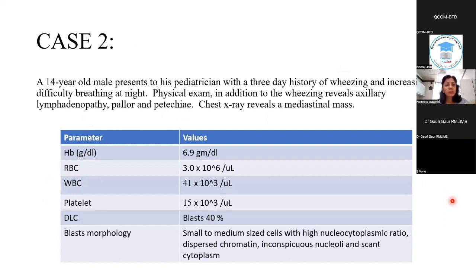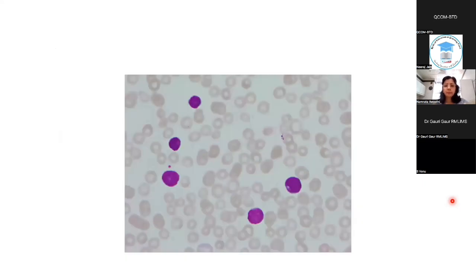The hemoglobin in this 14-year-old male was 6.9, WBC 41,000, platelets 15,000, DLC revealed 40% blasts, and the blasts were small to medium in size with high N:C ratio, dispersed chromatin, inconspicuous nucleoli, and scant cytoplasm. This is how the blasts look, and they are essentially very similar to what we had seen in the previous case.